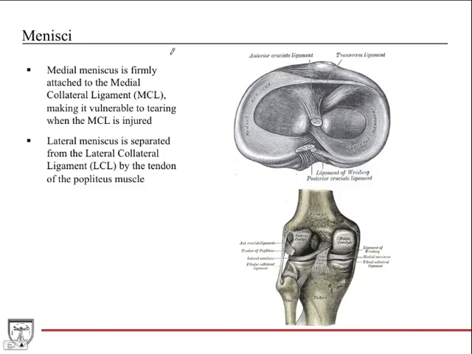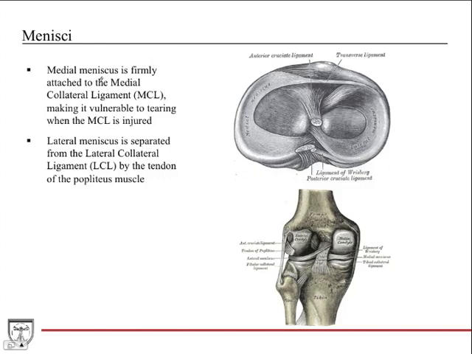One thing I want to make note of right now is that there's a mistake in your book, so please correct this before we move any further. The medial meniscus is firmly attached to the medial collateral ligament, the MCL. I think it says in your book the lateral collateral ligament. Please correct that. And then the lateral meniscus is separated from the lateral collateral ligament, not the medial. Lateral goes with lateral, medial goes with medial. Again, we apologize about that error, so please correct that.